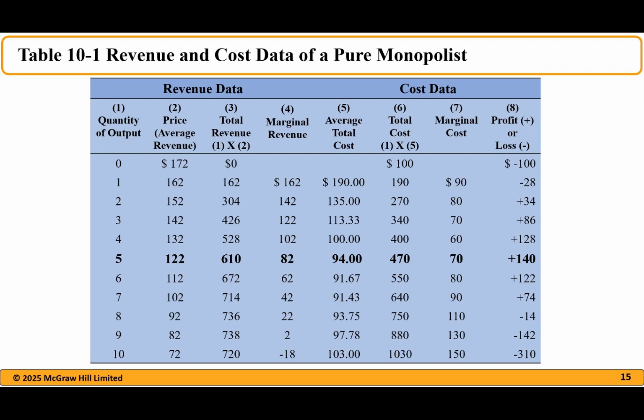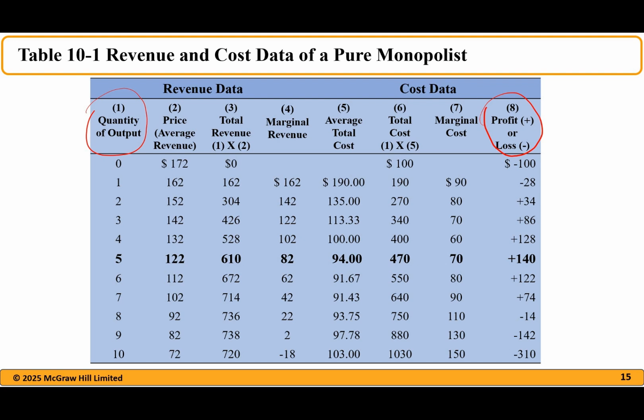So here is a table. We can see different column information here. The first shows us the quantity of output. The second shows us the price or average revenue. The third shows us total revenue. The fourth column shows us marginal revenue, and other columns represent different things. Finally, column 8 shows us profit, negative or positive. Negative profit indicates losses here.